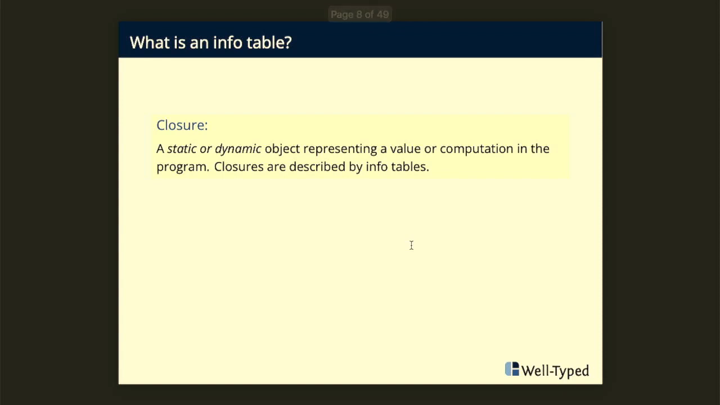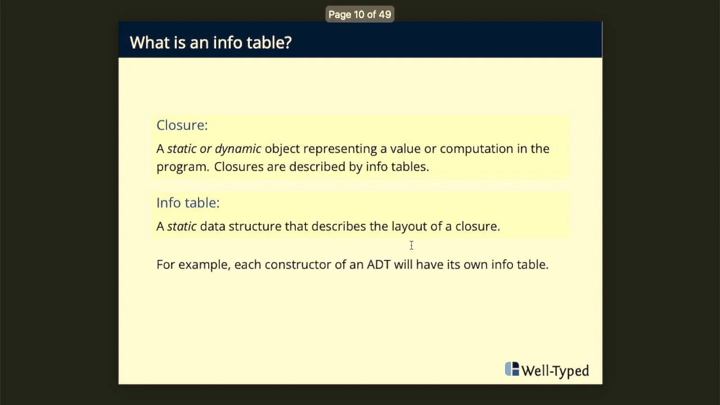So what is it? Well, to talk about info tables, we have to talk about closures, and I'll just define a closure as a static or dynamic object that represents a value or computation in your program, and these closures are described by info tables. And an info table is a static data structure that describes the layout of a closure in a way that the garbage collector cares about. Is a good way to think of it. So just as a simple example, every constructor of an algebraic data type will have its own info table that describes how the garbage collector can traverse that object when it's collecting it.